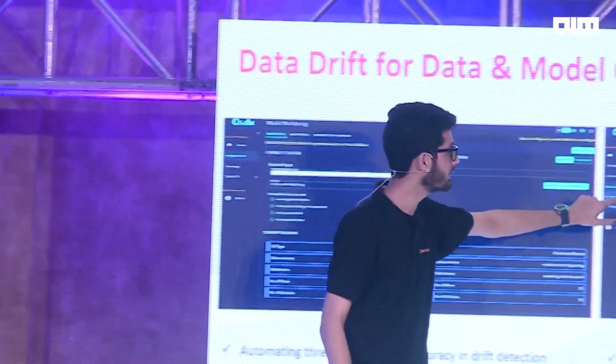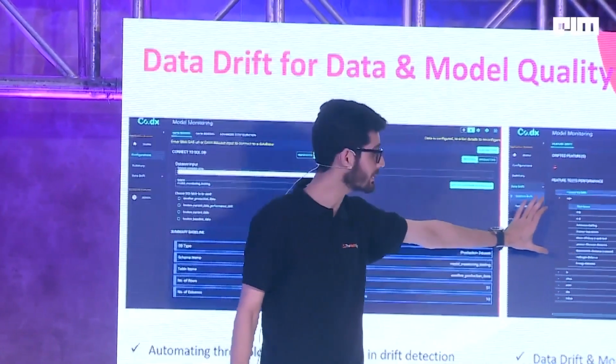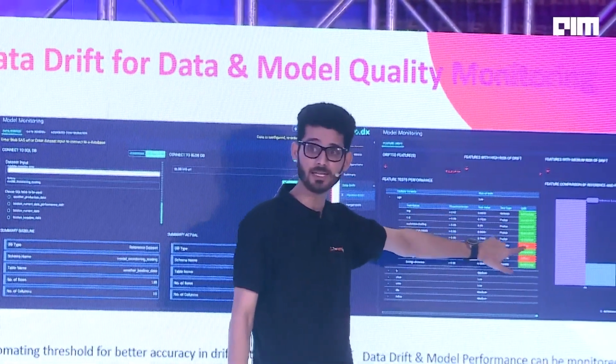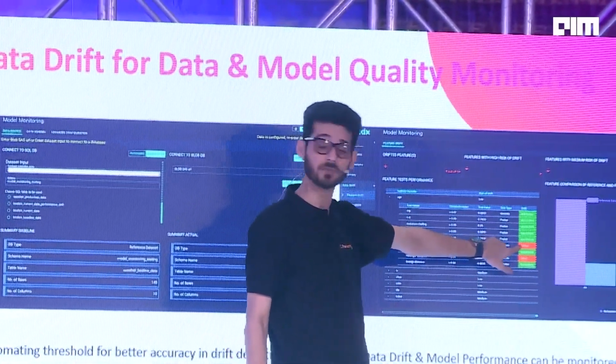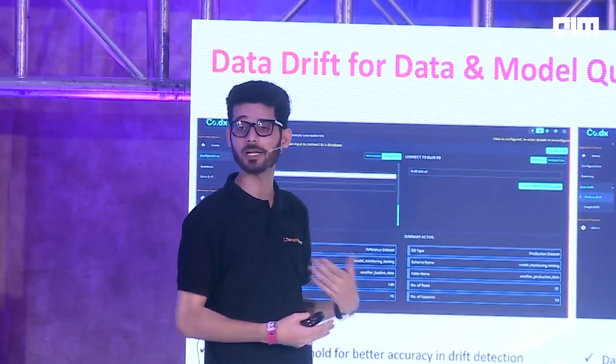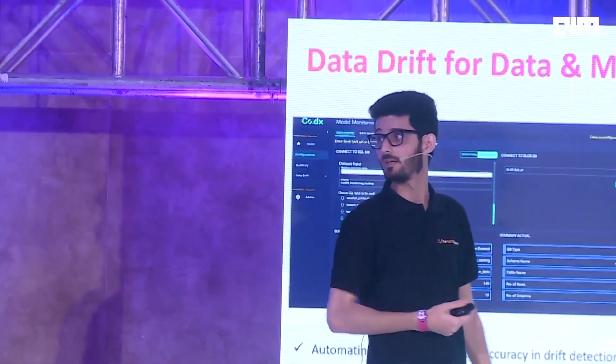Here you can see this is one of the columns, and for this column we have performed these many tests. Out of these tests, for whichever test the drift has been detected, it will mark that as drift detected, and we are also classifying what the impact of that drift will be on the overall data set.